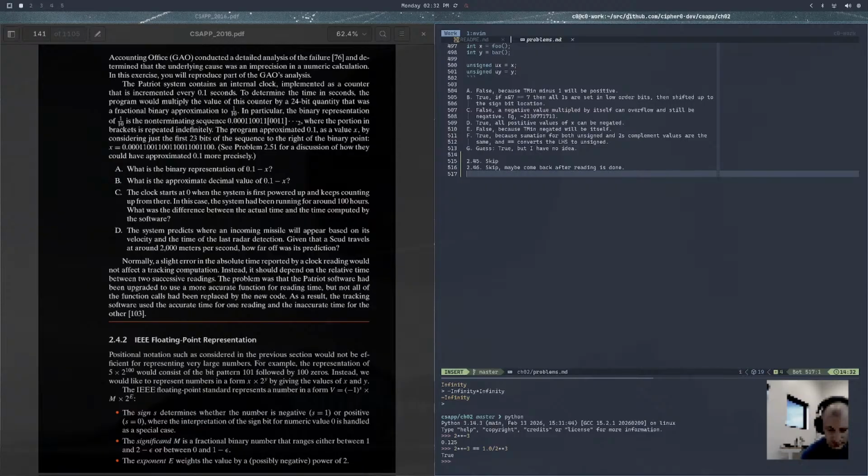Depending on whether it's close to 0 or not. The exponent e weights the value by a possibly negative power of 2.